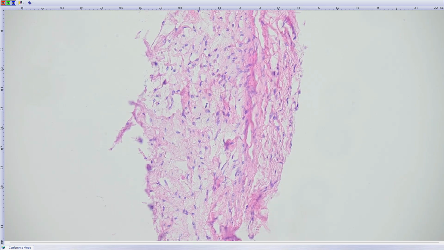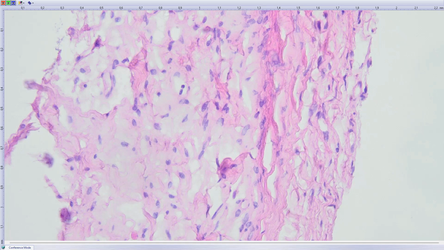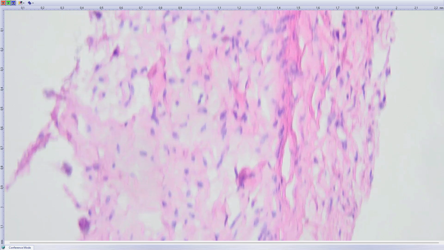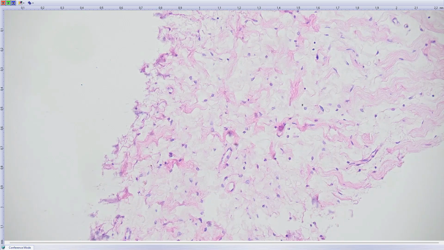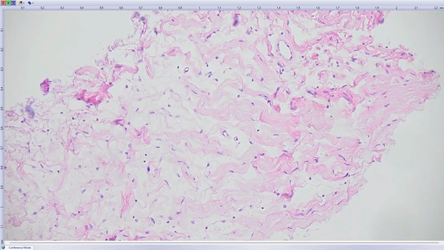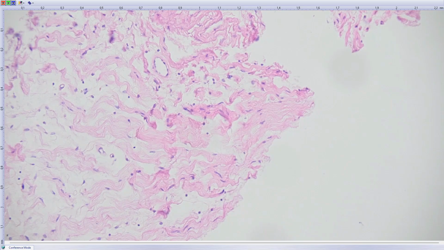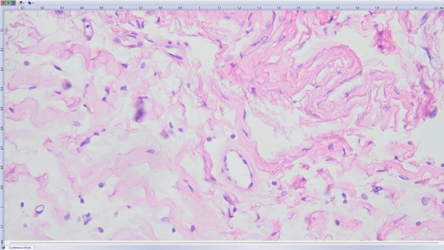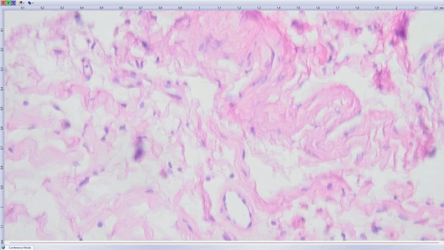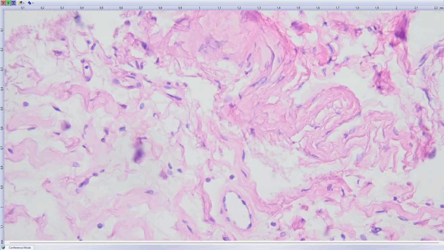which on higher power look very bland, very benign, no mitotic activity. Very hypocellular lesion. And in some areas, you can see the nuclei are elongated, a little bit wavy. And in yet other areas, you can see something that looks like cytoplasmic processes, such as here in the center.